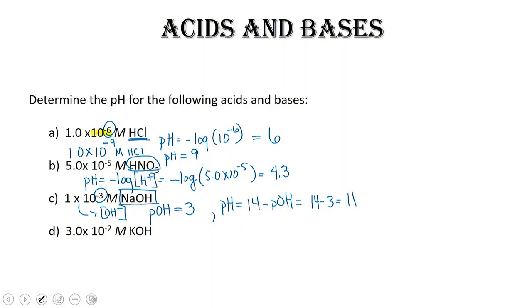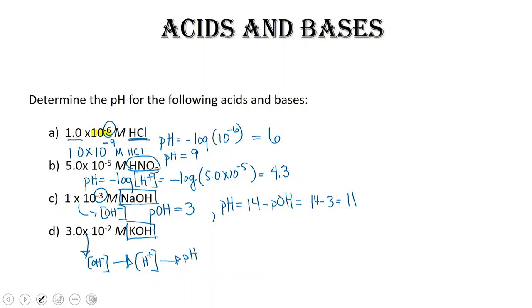Let's take a different approach in solving the next problem. Once again, we have a base. So the information that we're given is the hydroxide ion concentration. We can go from the hydroxide ion concentration to the hydrogen ion concentration, and from there to the pH.